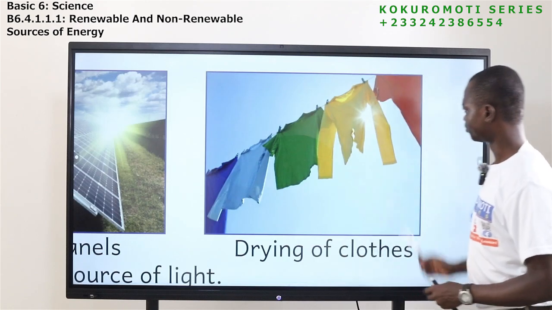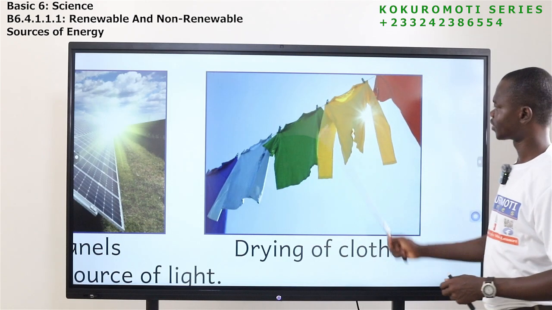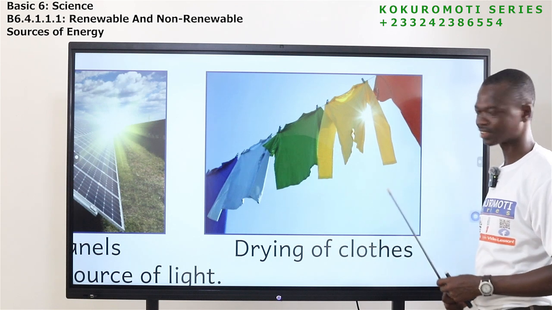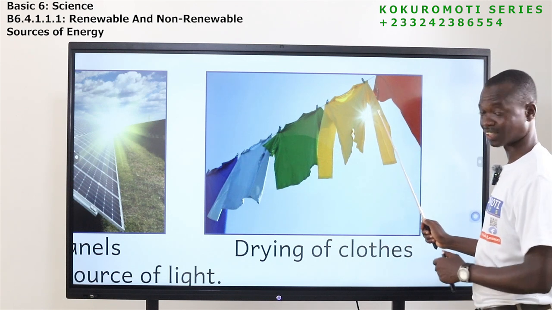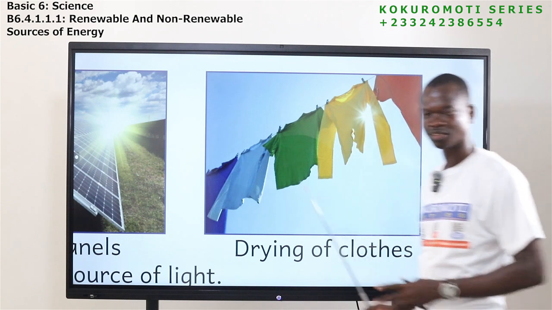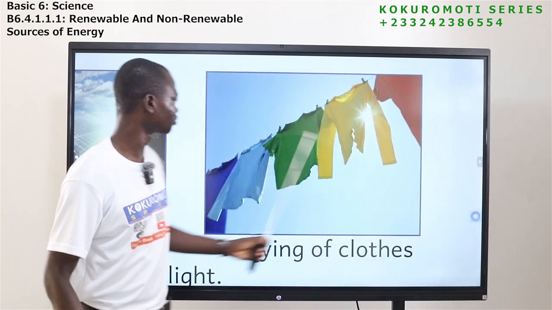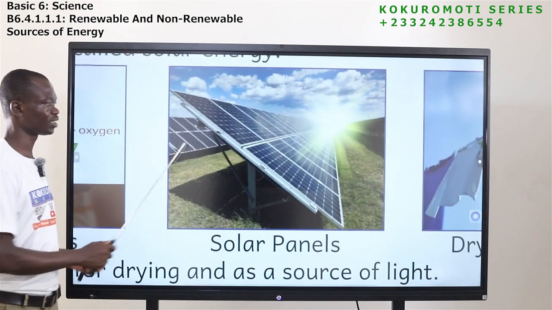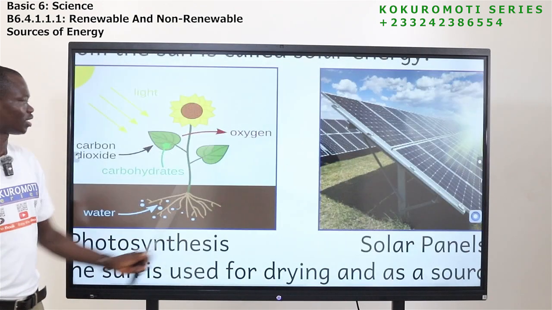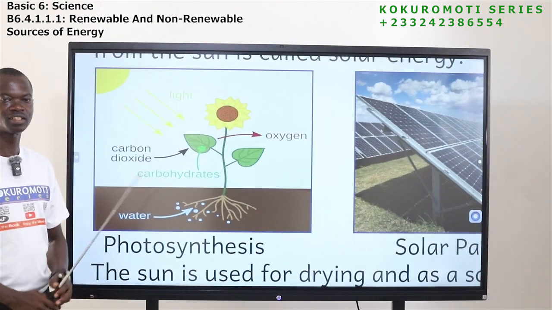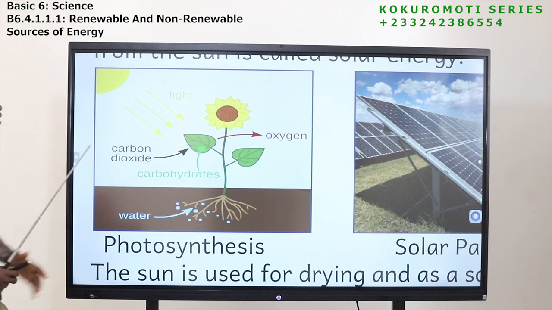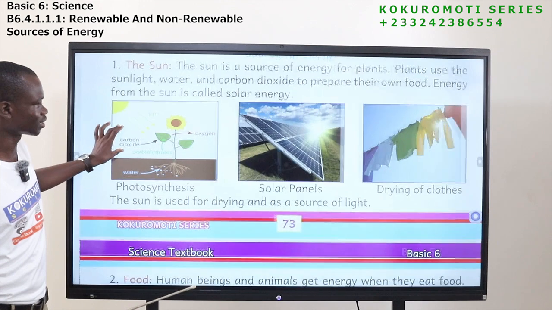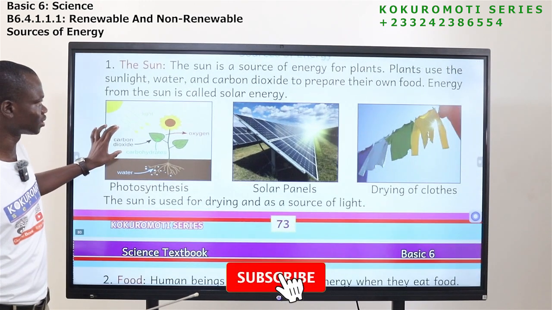Okay, let's come to this side. What do you see here? These are dresses, right? They are hung. You see the sun. So we use the sun for so many things, for drying, for generating electricity, and then for photosynthesis. These are not the only things that we use the sun for. They are more than these.